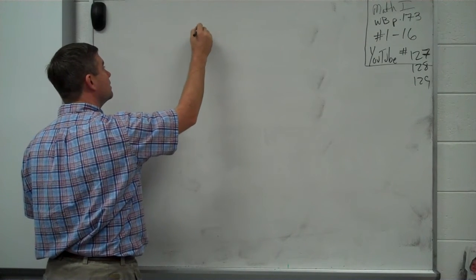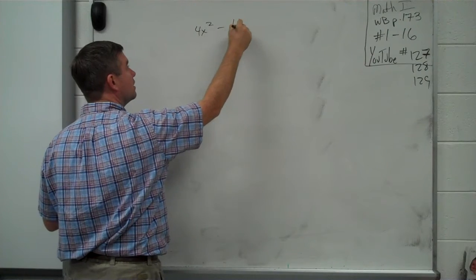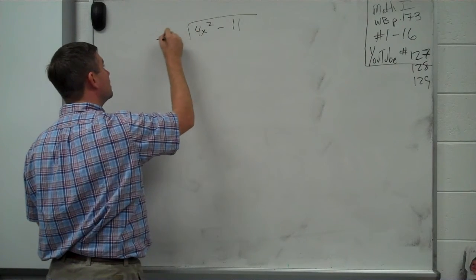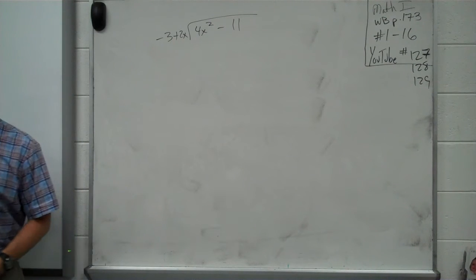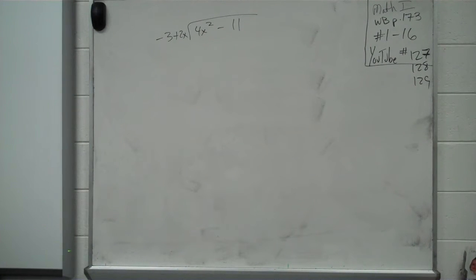4x squared minus 11 divided by -3 plus 2x. Alright, we got lots of issues with how this problem is written. Okay, write it down as is, and let's talk about how we can clean it up and make it a problem that we can do.